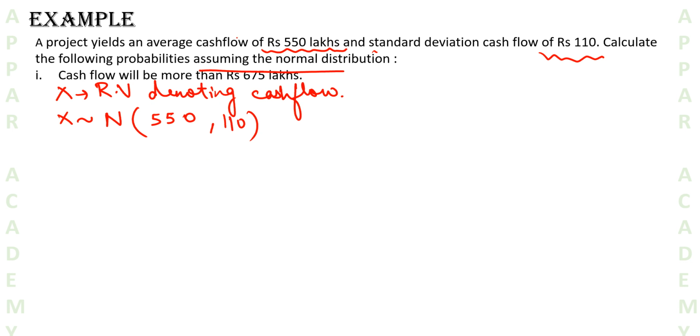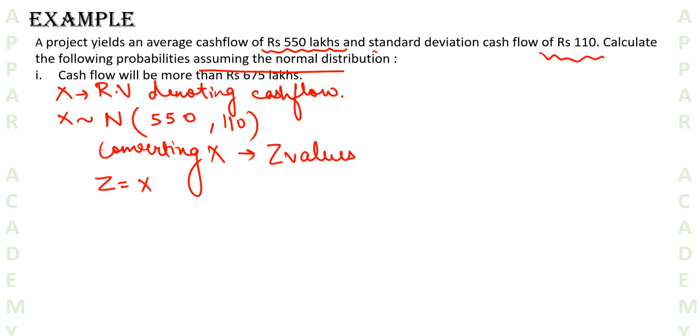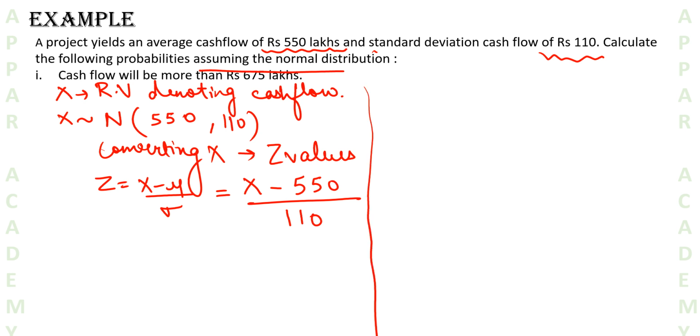Now we all know we will have to calculate the probability. So probabilities involve converting X to Z values. How do we convert it? Z is equal to (X minus mu) upon sigma. So from here this is equal to (X minus mean, that is 550) upon standard deviation, that is 110. We have this. Let's start with our first part now.